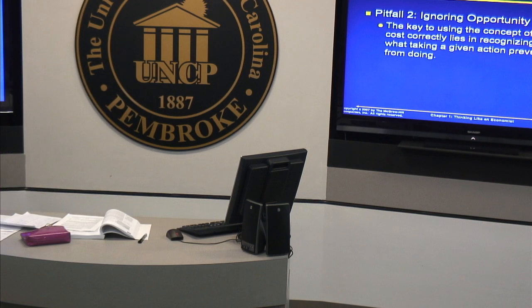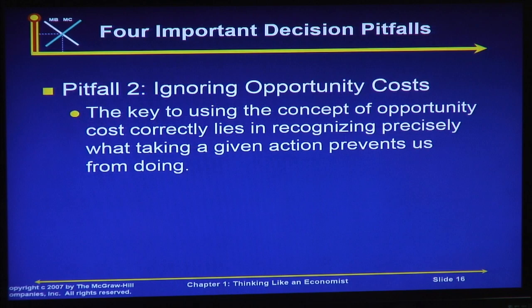Okay, so what is opportunity cost in that example that we gave about going to Fort Lauderdale for spring break? Now, if you missed that last class, a couple of you, you know who you are.